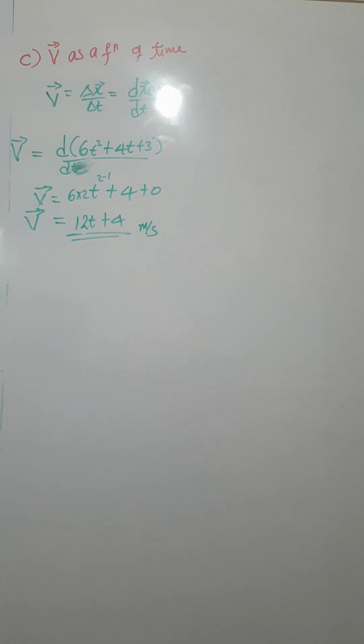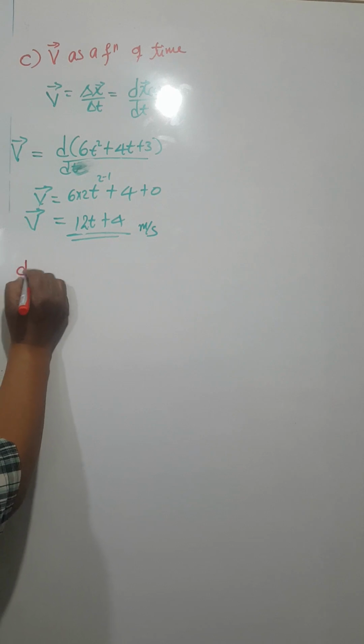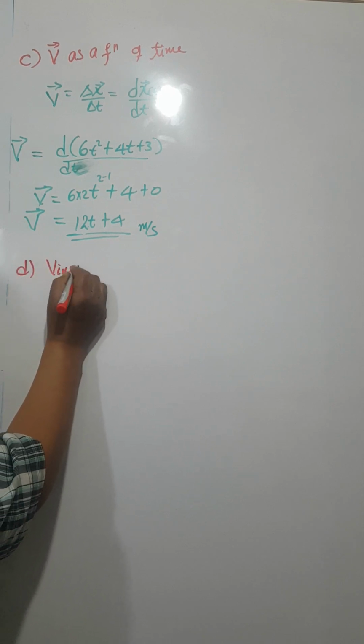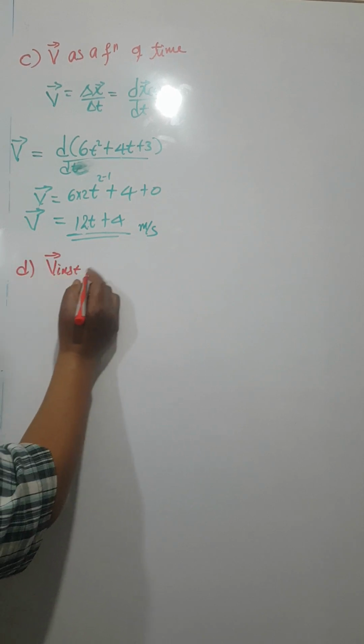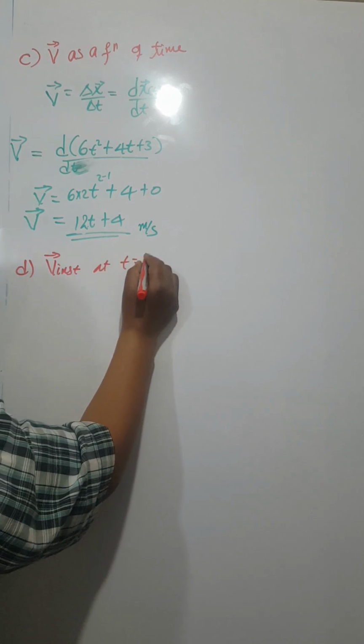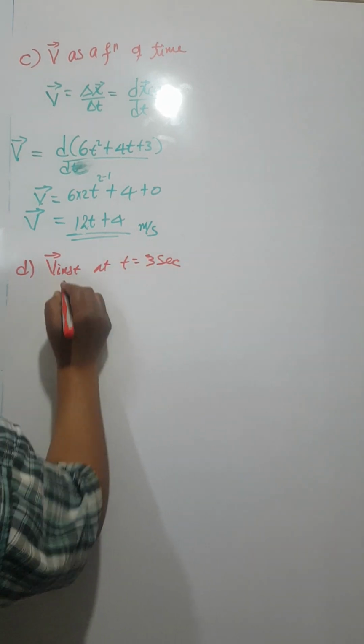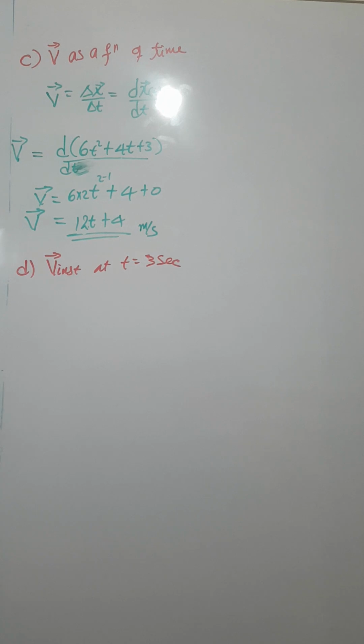Now, here the other question is v instant, part D: the instantaneous velocity at t equal to 3 seconds.